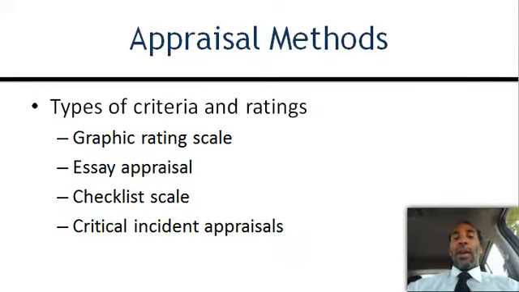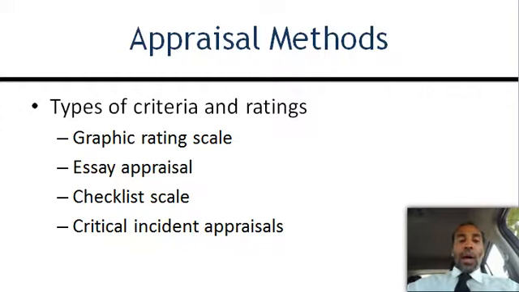Types of criteria and ratings, right? So you have a lot of types of criteria and ratings. You have the graphic rating scale. Behavioral method is perhaps the most popular choice for performance evaluations. This type of evaluation lists traits required for the job and asks the source to rate the individual on each attribute, right? So you're being rated on these different things.